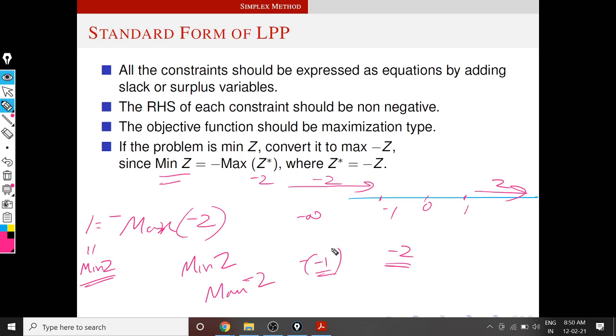So that's the idea. We can convert every minimization problem as a maximization problem using the relation maximum of minus z. If we maximize this function, suppose the maximum value is some L, then to find the minimum you consider minus L. Then minus L is the minimum of z. You got it? That's the idea.